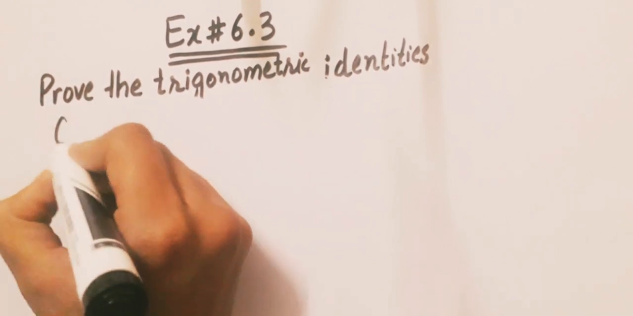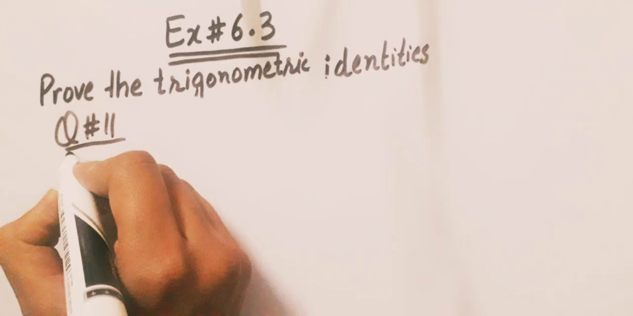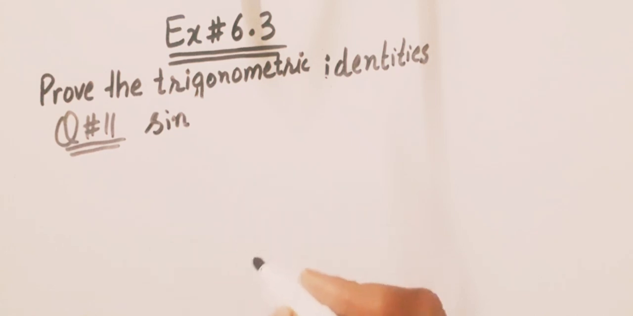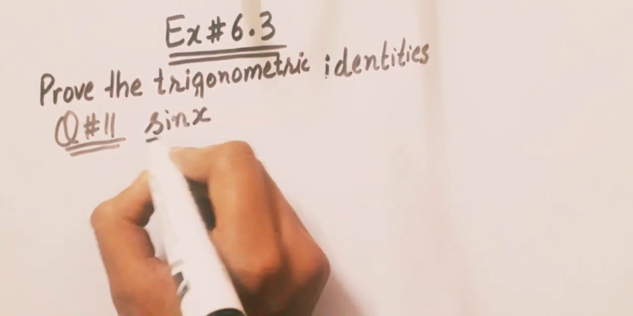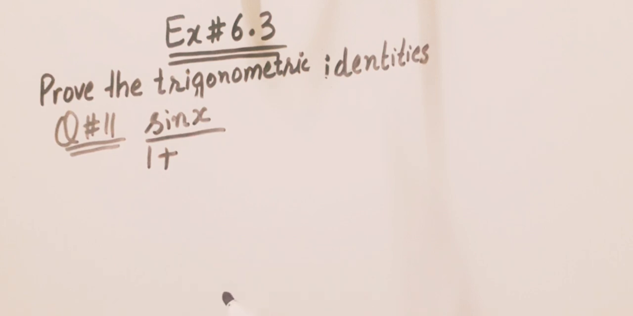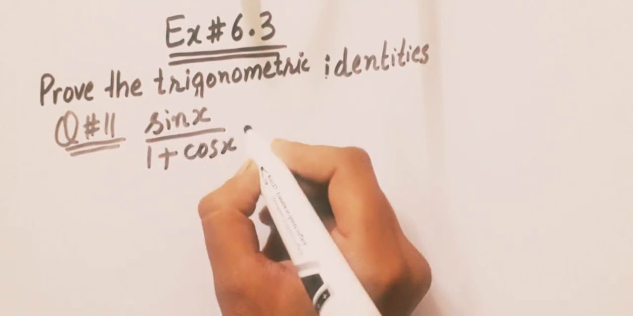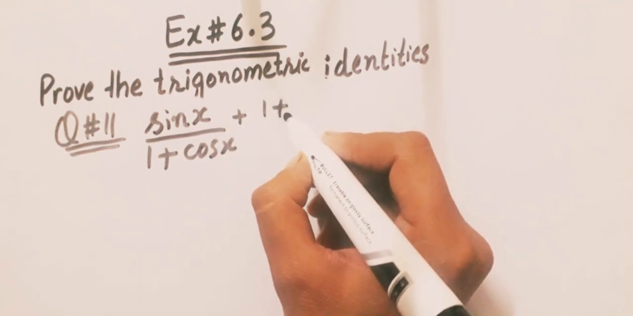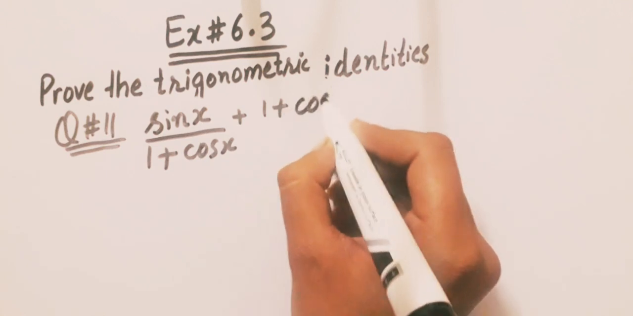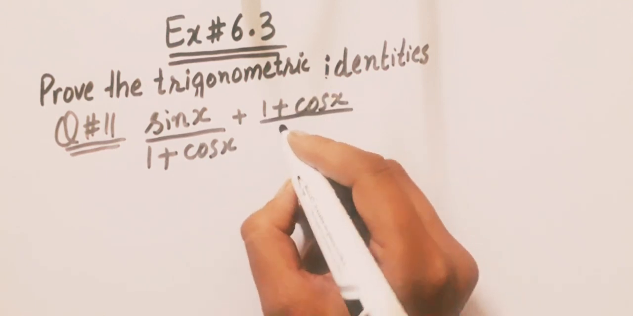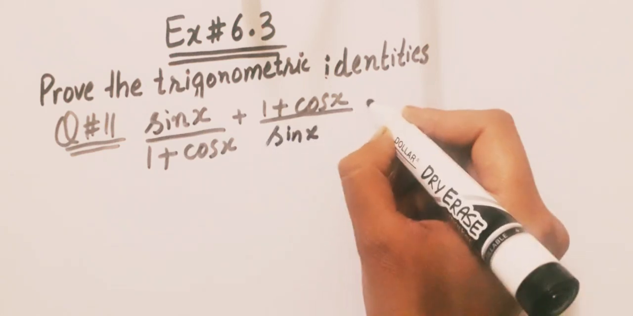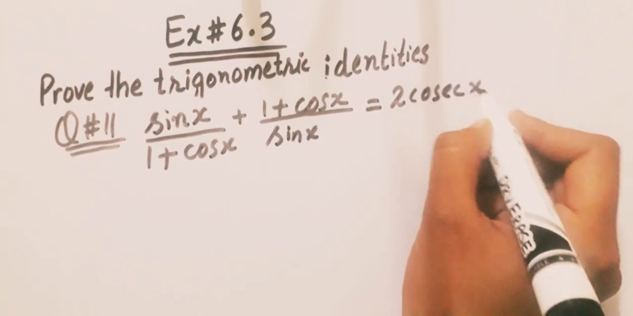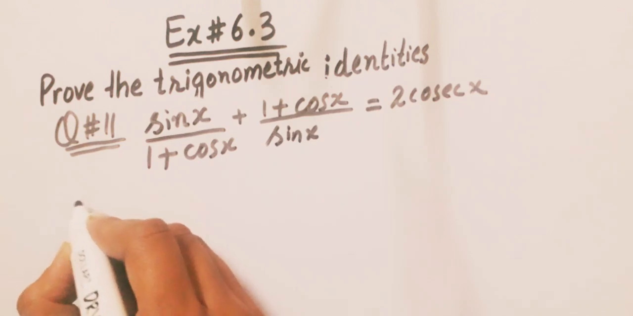Now, we will do question number 11, that is sin x divided by 1 + cos x, plus 1 + cos x divided by sin x, is equal to 2 cosecant x. Now we will take the left hand side.